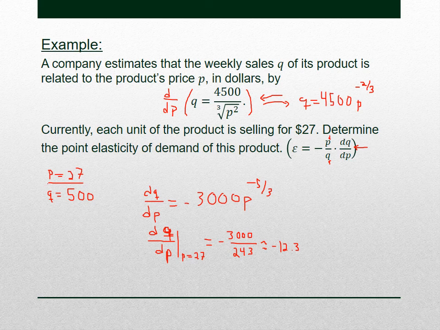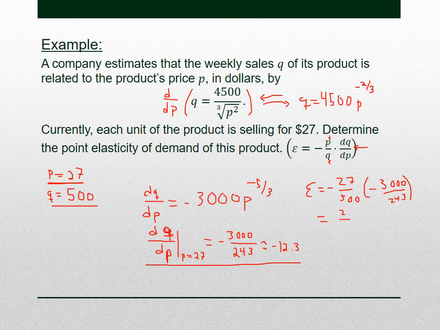Now all we have to do is plug in p, which is here, q, which is here, and dq dp, which is there. So epsilon is minus 27 over 500 times negative, and I would use the whole fraction here, so you get an exact answer, over 243. And I got, again, double check me, but I got exactly 2/3. So my point elasticity of demand is 2/3. There it is.